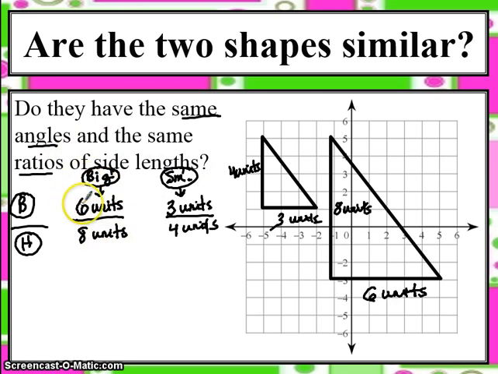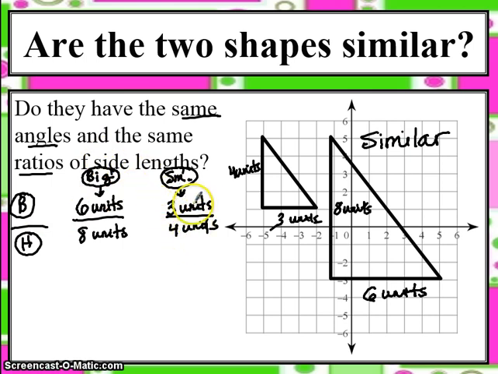You could cross multiply. 6 times 4 is 24. 3 times 8 is 24. And you see it has equal cross products. So these would be equivalent. These two shapes would be similar. Okay. Your other option is to reduce the ratio.